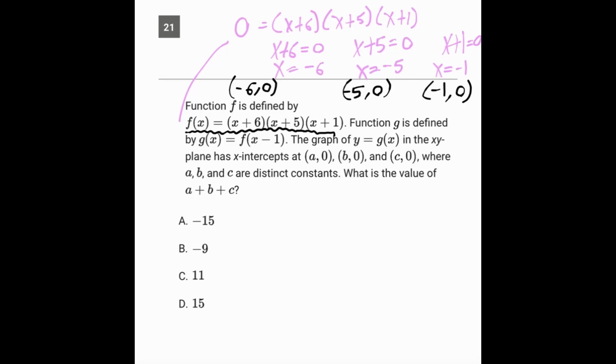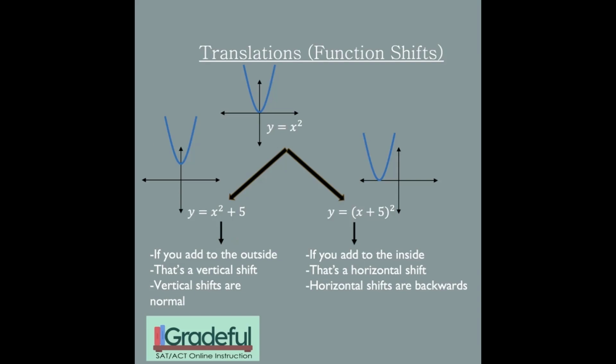Now, if we consider this part right here, we know that we're moving our function one space, but the question is in what direction? And just as an example, let's say we have a regular y equals x squared. If you add to the outside of that, that's a vertical shift, and vertical shifts are normal. So if I do +5 on the outside, that's going up 5.